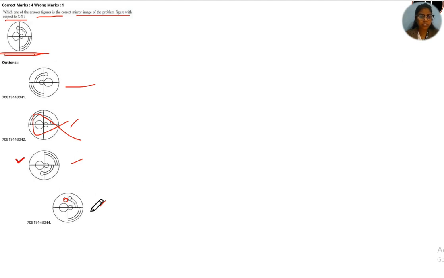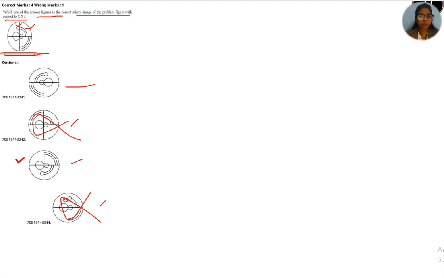Okay, but the two lines are in the first quadrant and the small circle is in the second quadrant. But what they have done over here is the two lines and this smaller circle, both are in the same quadrant. So that reason this is neglected. Now we have option number A and D. Okay, now look over it.